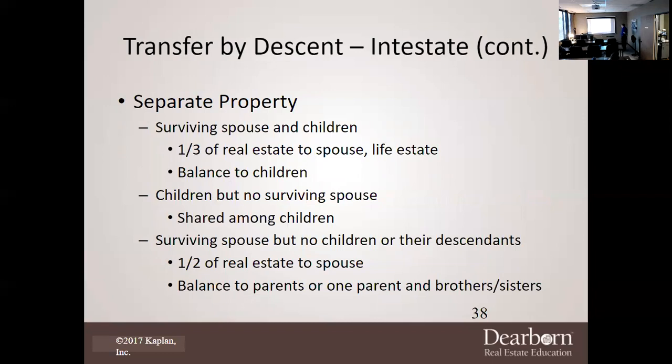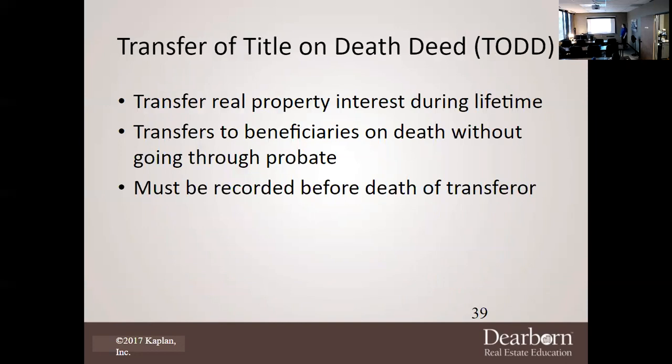Now, if it is separate property, with a surviving spouse and children, the spouse gets one-third of the real estate, and this could be a life estate, and the remainder goes to the children. If there are children but no surviving spouse, then of course it's shared among the children. And if there is a surviving spouse but no children or their descendants, then half of the real estate would go to the surviving spouse, while the balance would go to the parents or one parent or their brothers and sisters. The goal of this is we want to try to keep the things where? Amongst family. Okay.